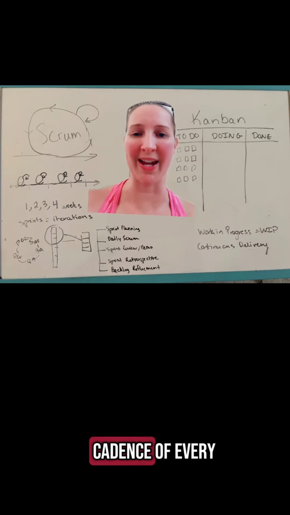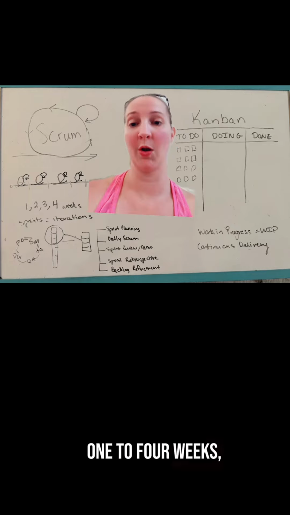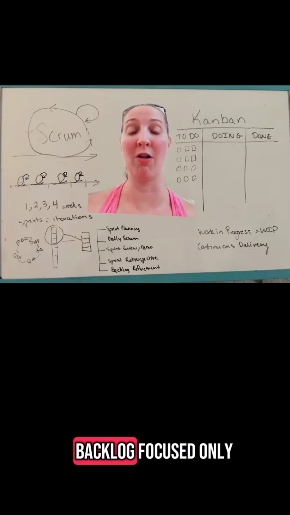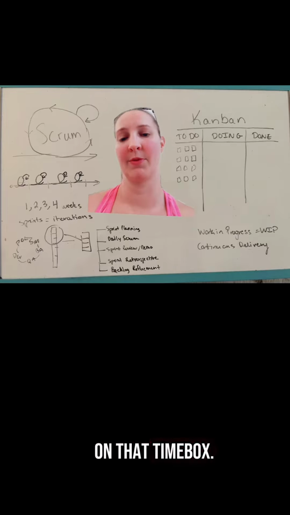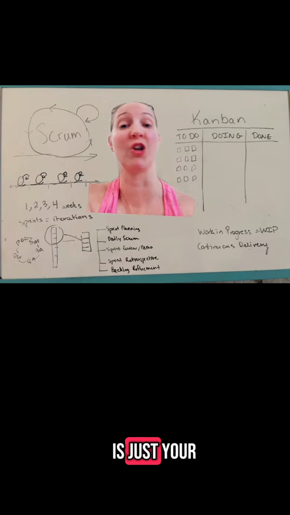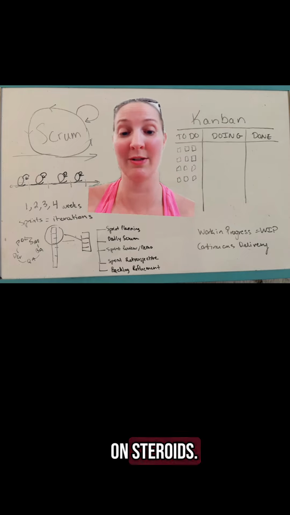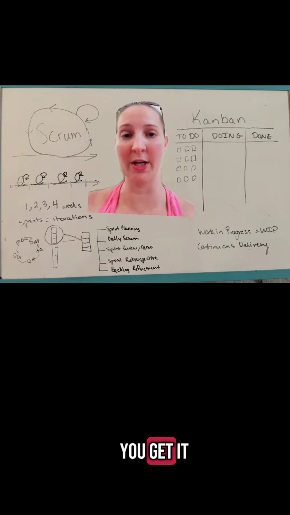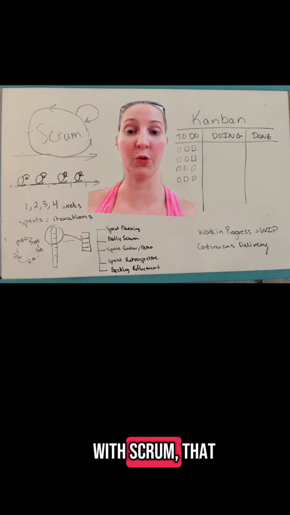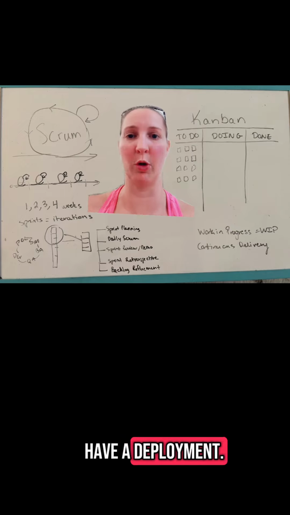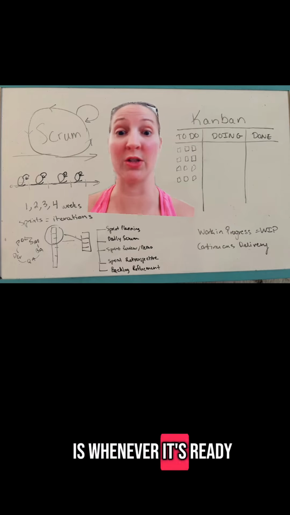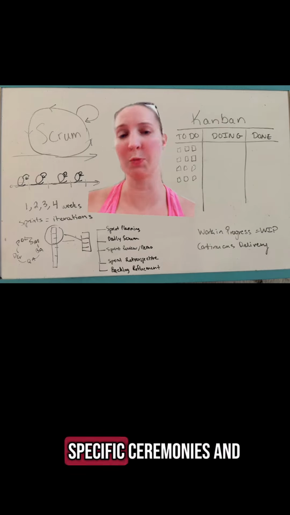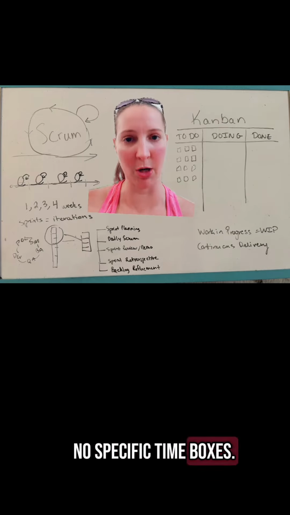Scrum has a regular cadence of every 1 to 4 weeks with specific team members, ceremonies, and a backlog focused only on that time box. Kanban, on the other hand, is just your to-do list on steroids. You prioritize your backlog, you pick things up, you work on it, you get it done, and then you deploy it. With Scrum, that might look like every Tuesday we have a deployment. With Kanban, it is whenever it's ready. Monday, Tuesday, Wednesday, Thursday. With Kanban, there are no specific ceremonies and no specific time boxes.